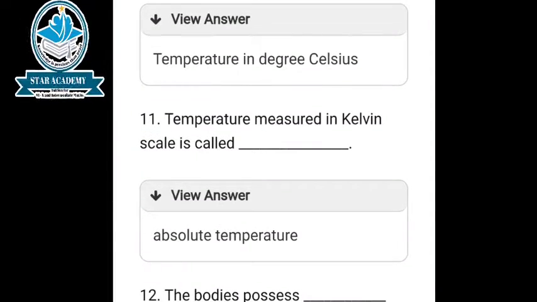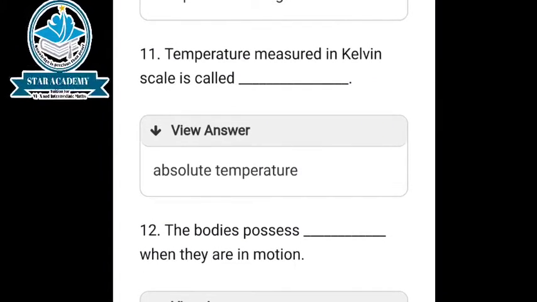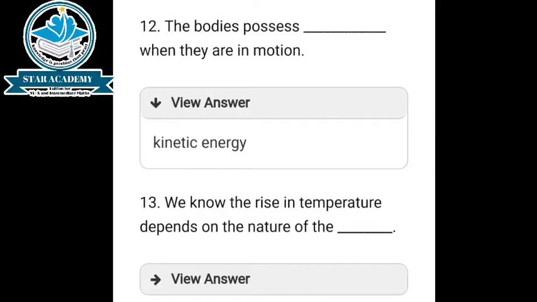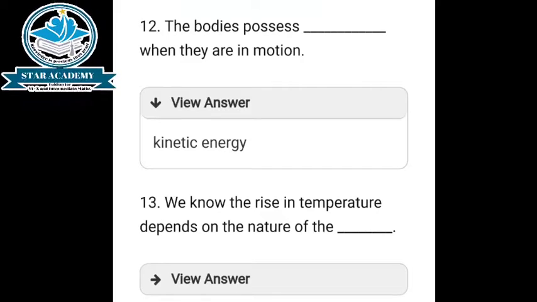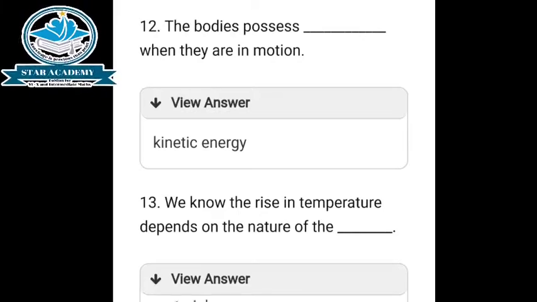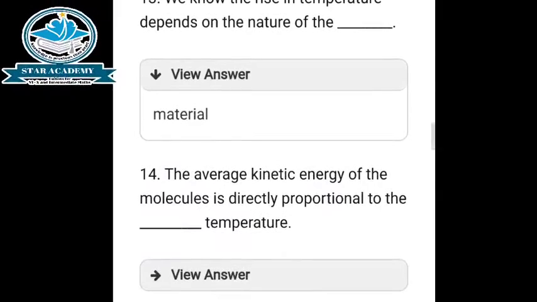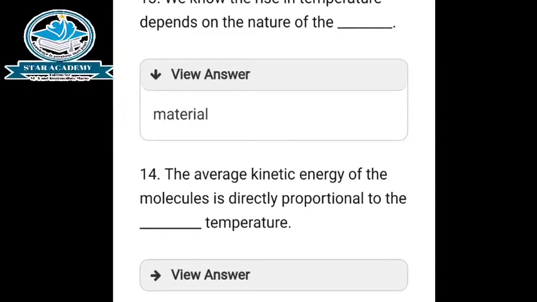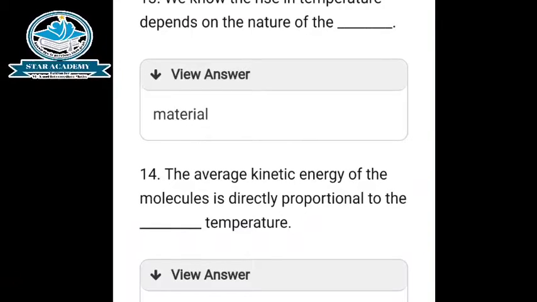The bodies possess dash when they are in motion. The bodies possess kinetic energy when they are in motion. We know the rise of temperature depends on the nature of the dash. We know the rise of temperature depends on the nature of the material. The average kinetic energy of the molecule is directly proportional to the dash, directly proportional to the absolute temperature.